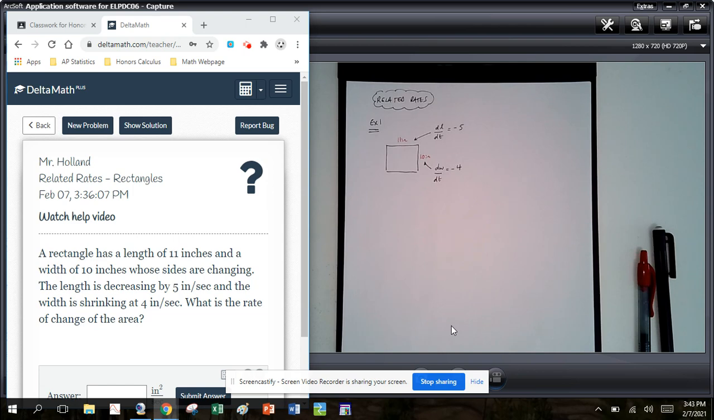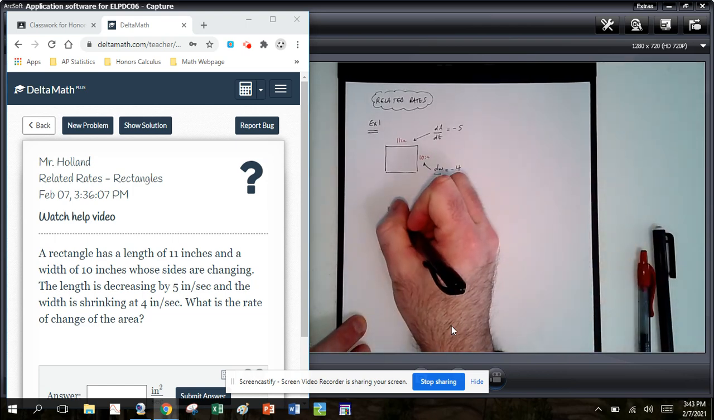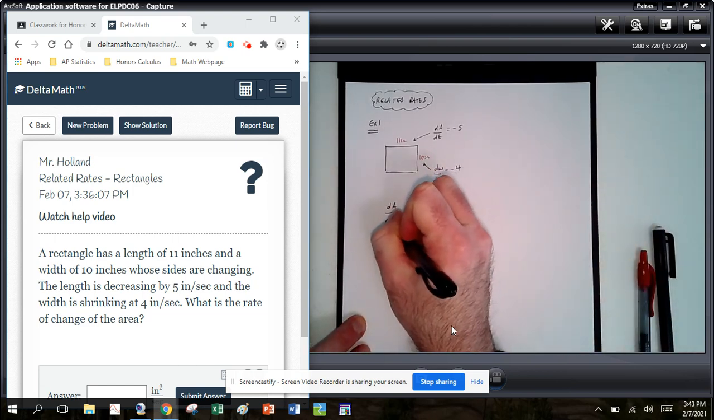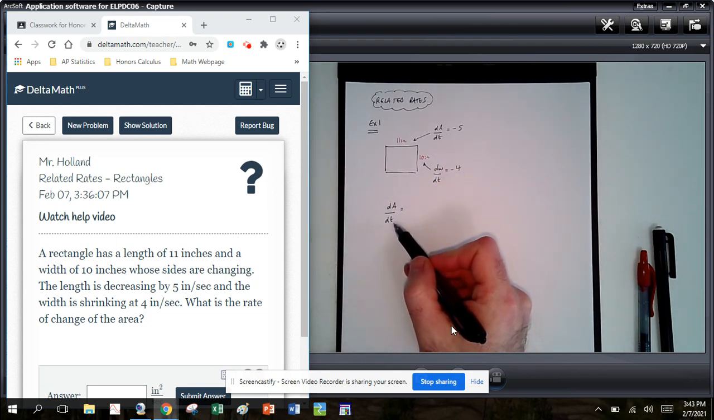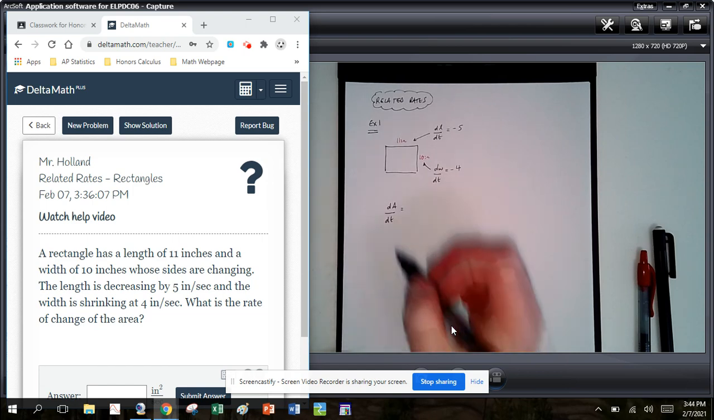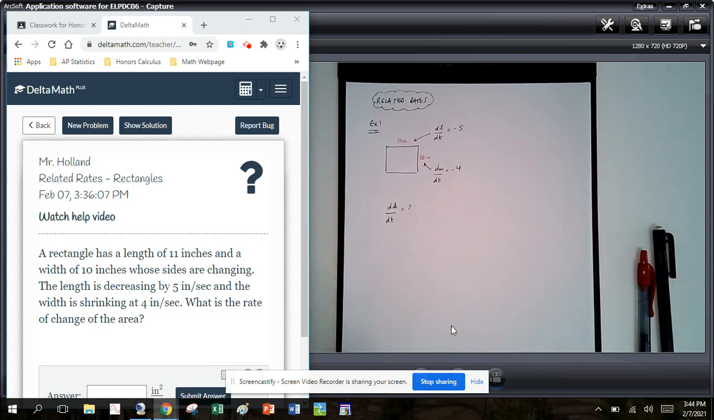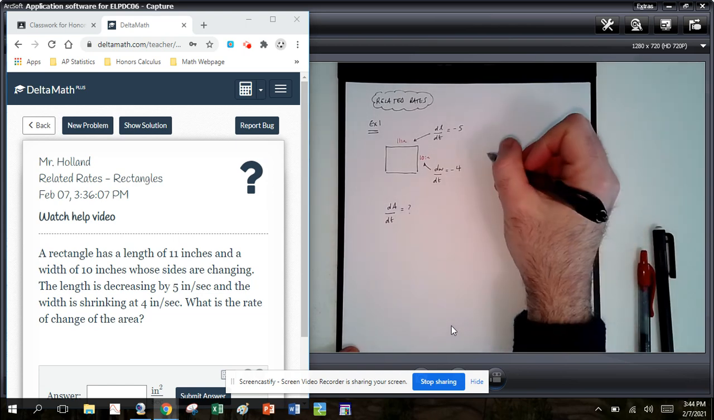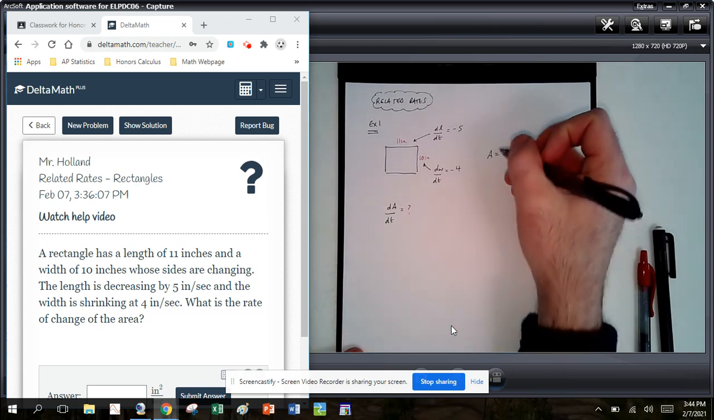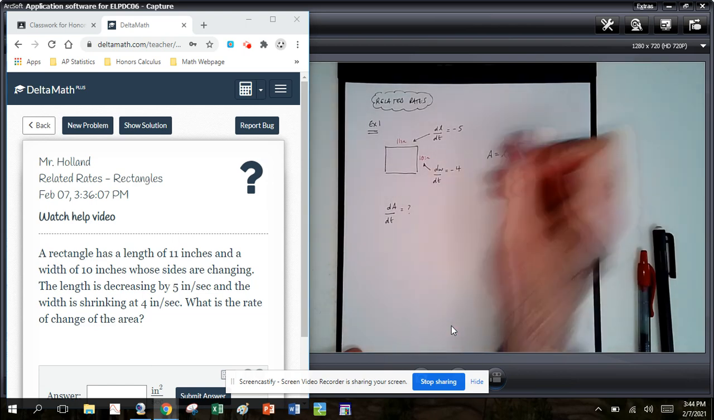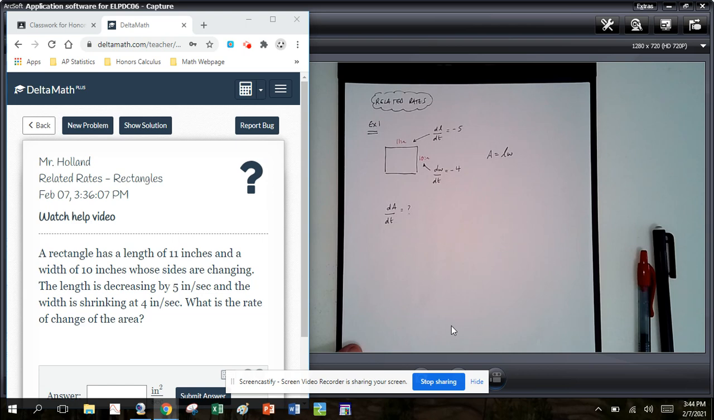Now we want to figure out the rate of change of the area. So the way that you would write that is dA with respect to time. So again, all of these are always going to be with respect to time. So we want to figure out how fast the area is changing with respect to time. So in order to do this, we need an equation that brings everything together. So in this case, it's going to be the area of a rectangle. And an area of a rectangle is just the length times the width.